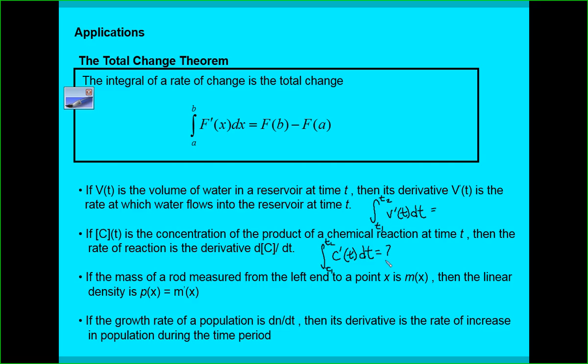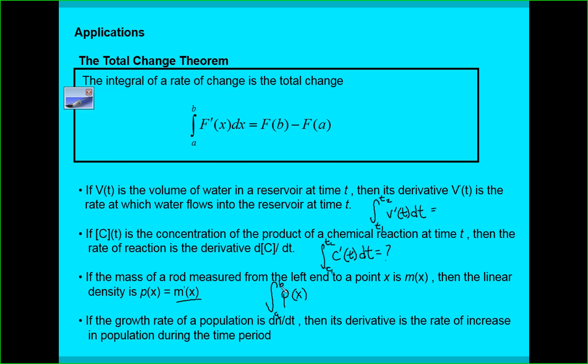The next one says if the mass of a rod measured from the left end to a point x is m of x, then the linear density is p of x, which is m prime of x. So if we just wrote it in terms of p of x, which is a rate of change because p of x equals m prime of x, then what would this represent? This is the total mass of the segment of the rod that lies between x equals a and x equals b.